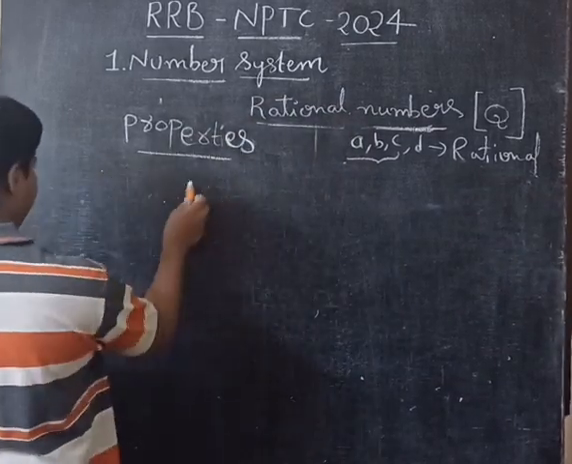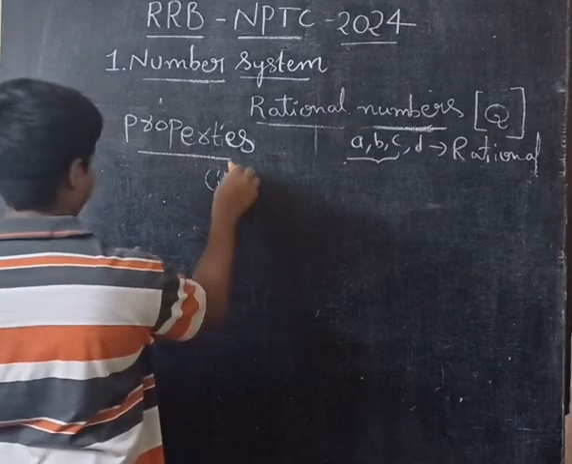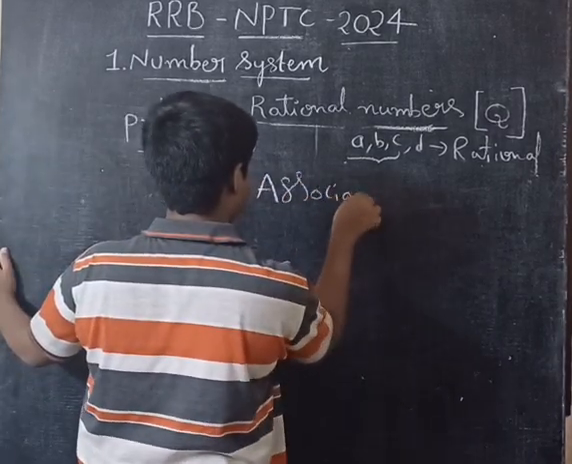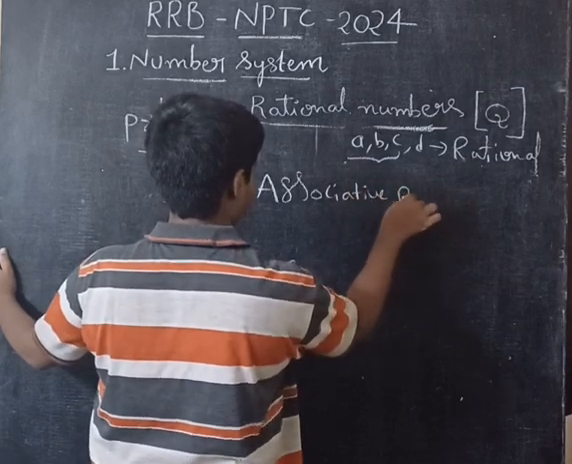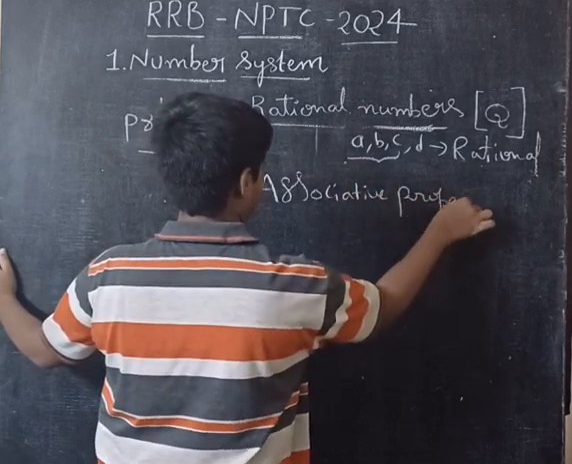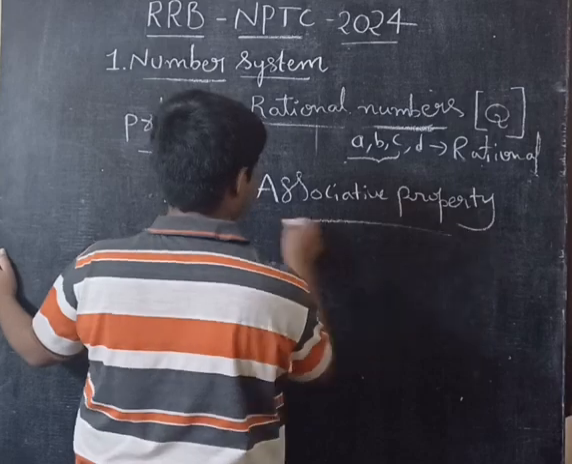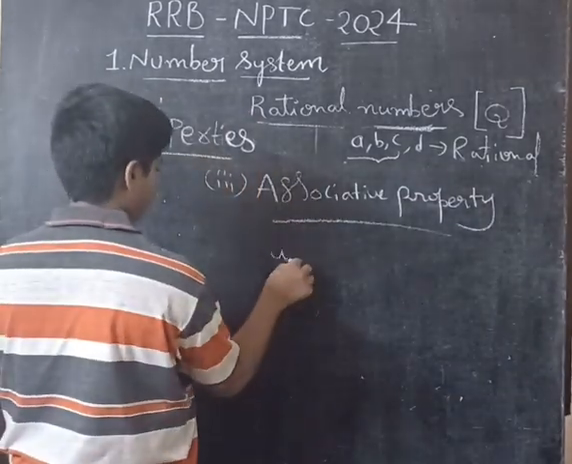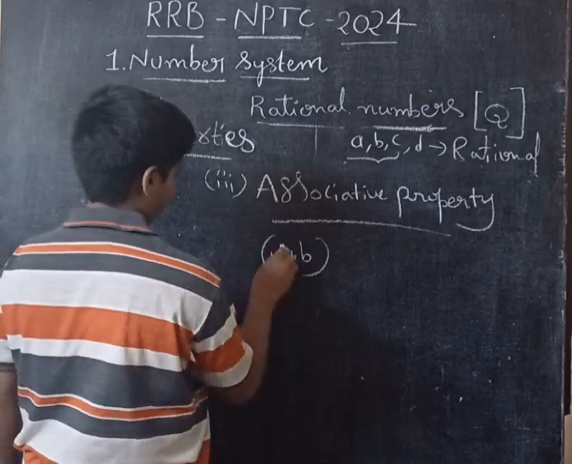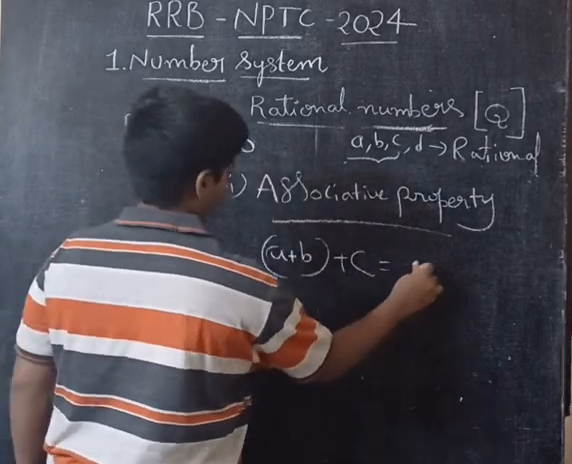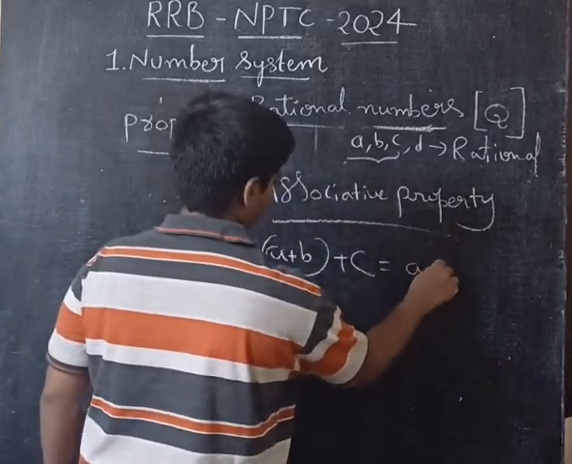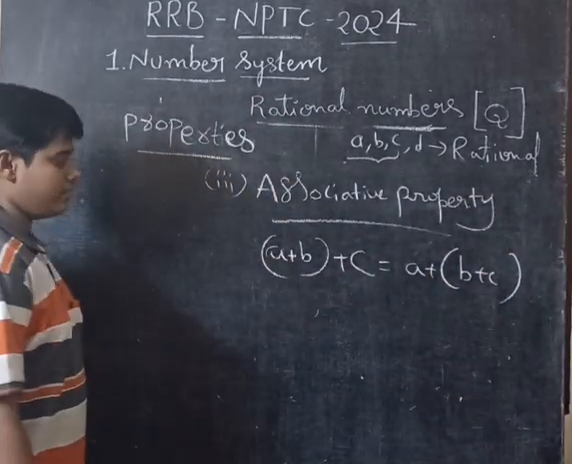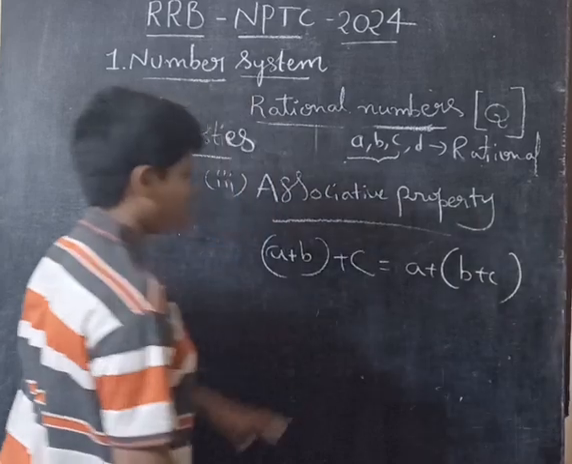If you see the associative property, from this I am saying only addition. Associative property is nothing but if I take A plus B as one combination and C another, it will be the same as A plus the other combination, B plus C. So this gives the same result only.